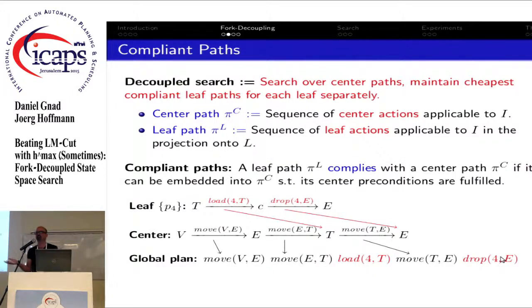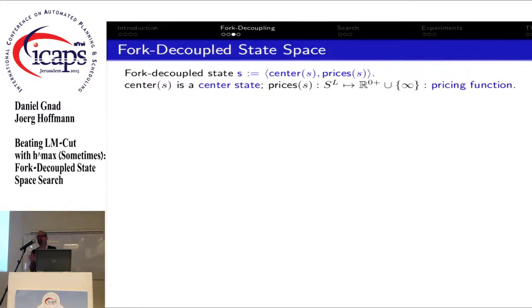We just insert the actions at those points, and now here's what the fork structure gives us. It gives us the property that every global plan decomposes into a center path and independent paths for the leaves. So every global plan can be decomposed into whatever the center does, and then a leaf path that complies with this and reaches the leaf goal for every leaf separately. Okay. Now, here's our actual search space.